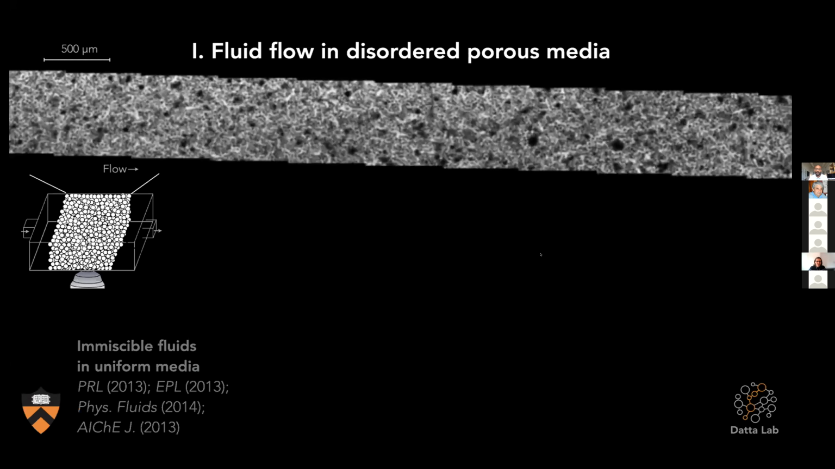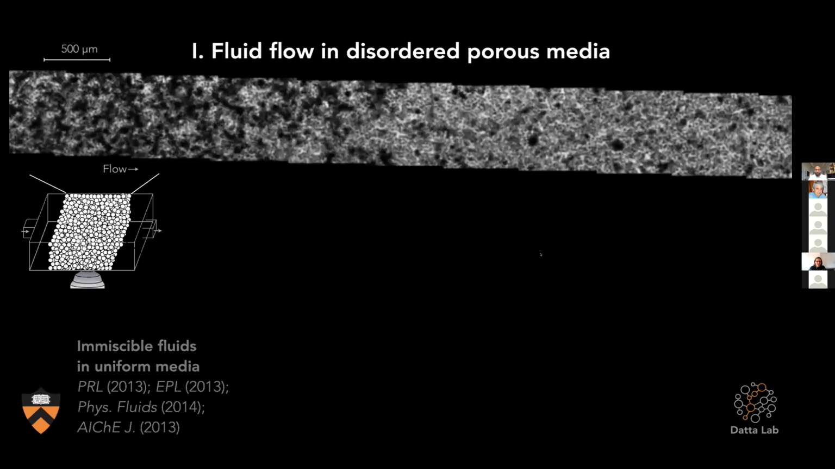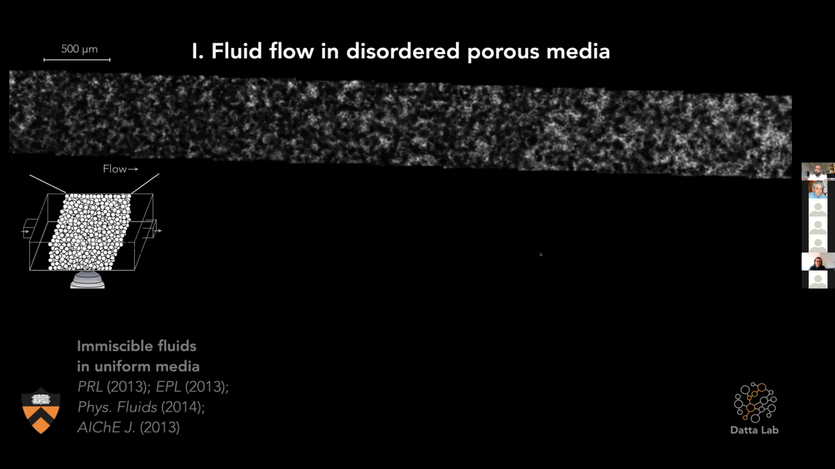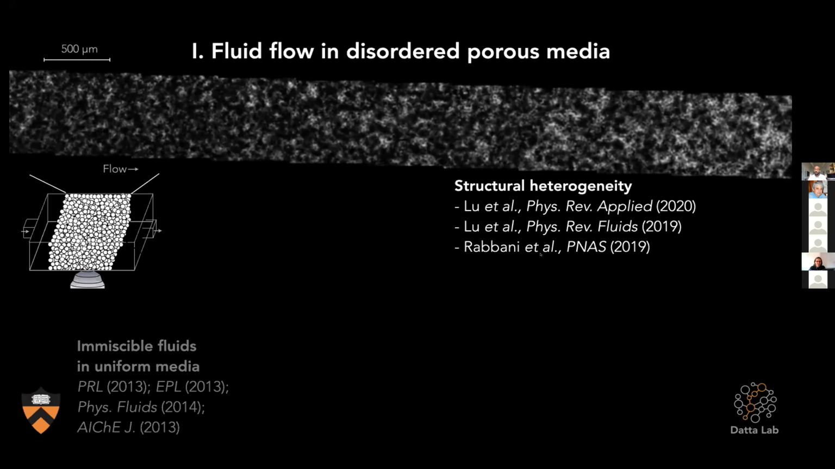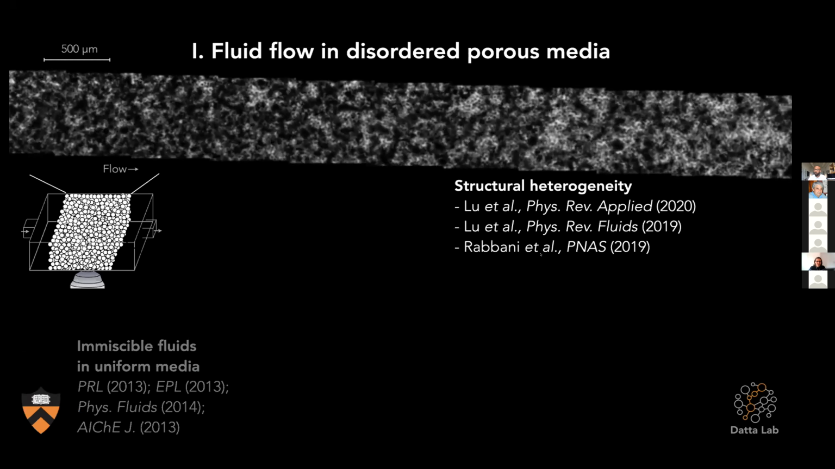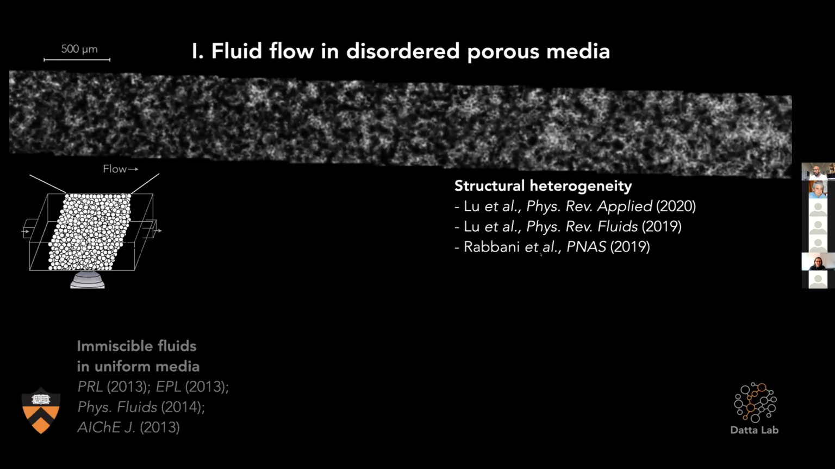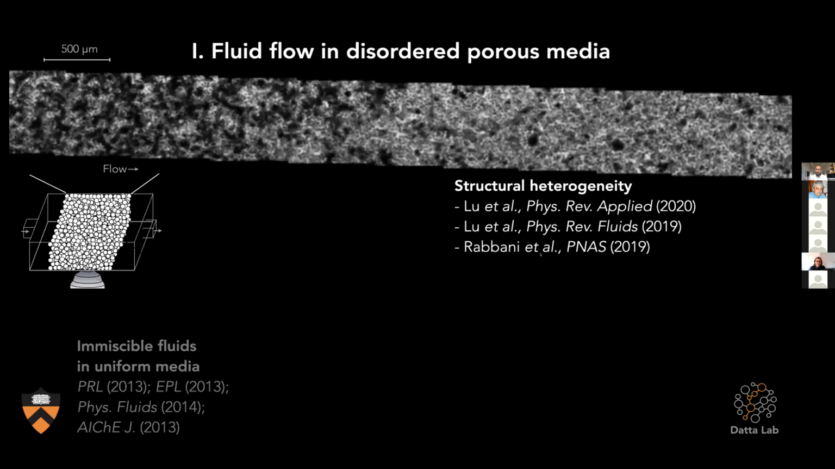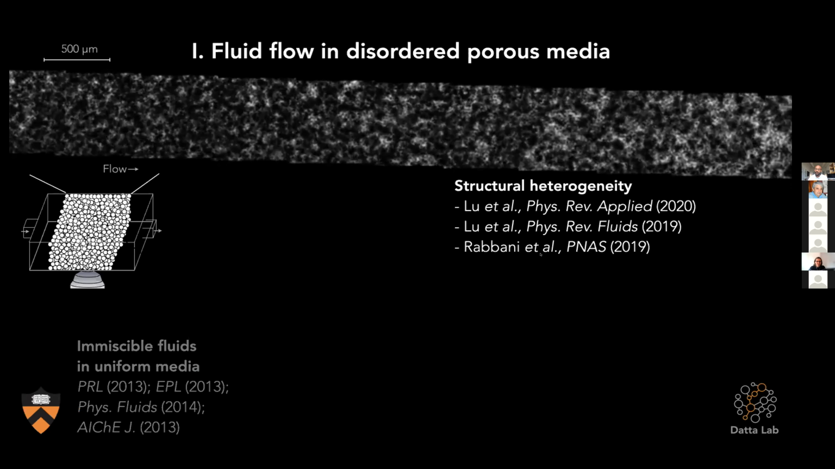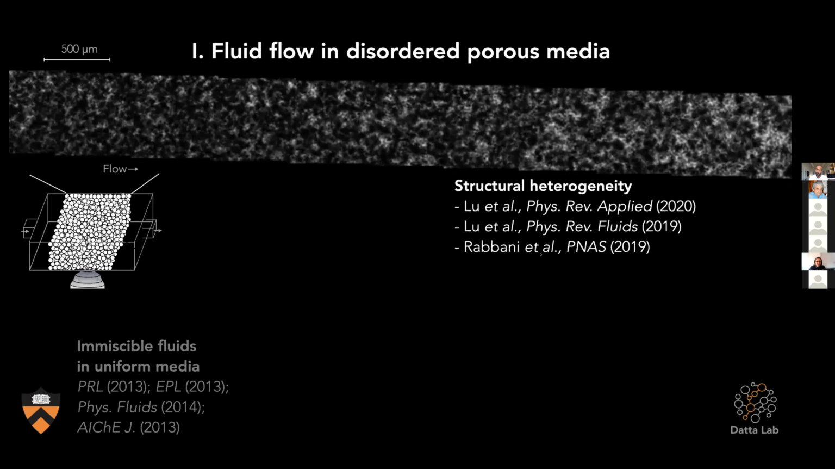In the past, I spent a lot of time studying these immiscible fluid displacements in uniformly disordered porous media. More recently, my lab has been studying the influence of structural heterogeneities, things like pore size gradients and layers of different permeability. Those heterogeneities completely change the flow behavior, and so we've been developing new principles describing immiscible fluid displacements in heterogeneous porous media.